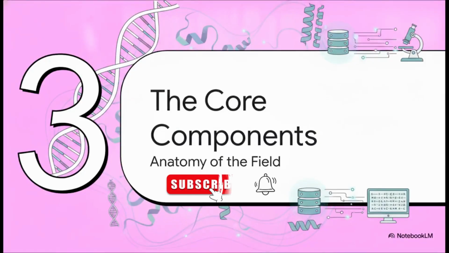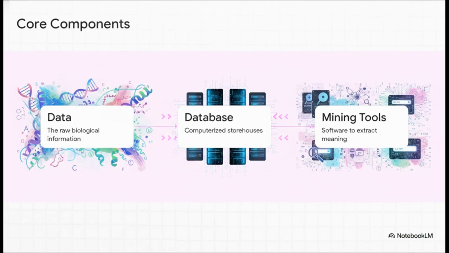That brings us to Section 3, the core components. Let's shift our focus and break the discipline down into its three fundamental pillars. Listen, you simply cannot have modern biology without these three sequential steps working together in perfect harmony. First, you have the data.